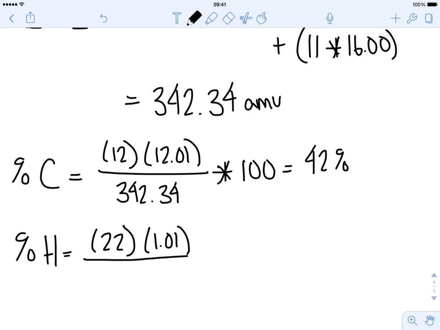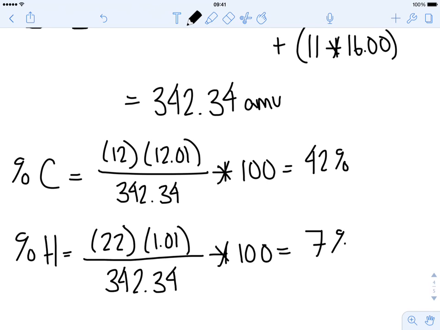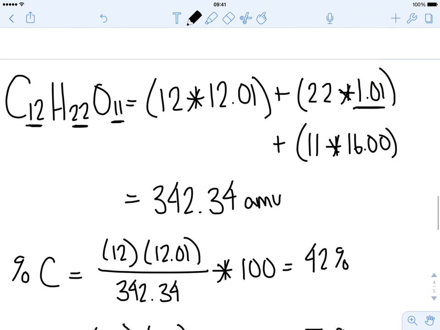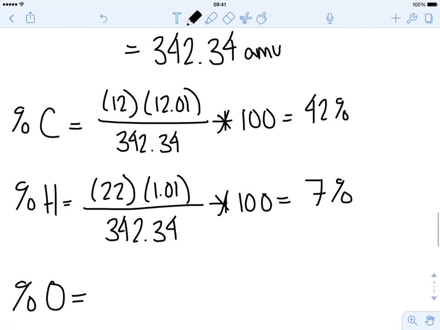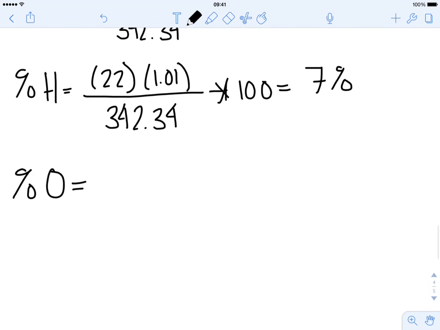Now, let's do mass percent of hydrogen. How many hydrogen atoms do we have? We have 22. What's the atomic mass of hydrogen? We figure that out up here. Atomic mass of hydrogen is 1.01. And we're going to divide that by the mass of the whole molecule times 100. Now, if you put that into your calculator, you should get around 7%.